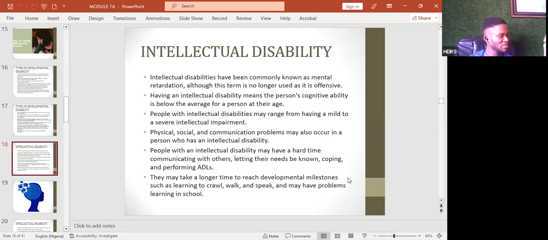So we see that when this person's cognitive ability is below average, everyone is expected to feel when you touch them. Some people I've seen, you have to hold. If you want to make the person feel pain, you have to pinch for a few seconds before he feels the pain. So there is a delay in the brain's cognition of that touch. That is intellectual disability too. So people with intellectual disabilities may range from having a mild to a severe intellectual impairment. So they are in categories.